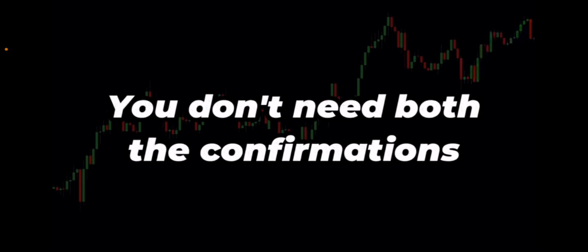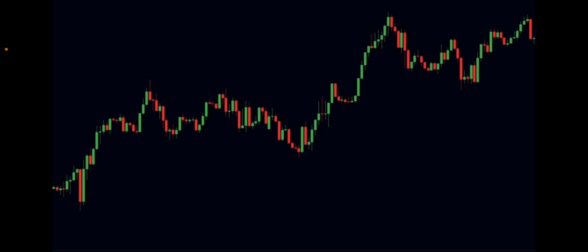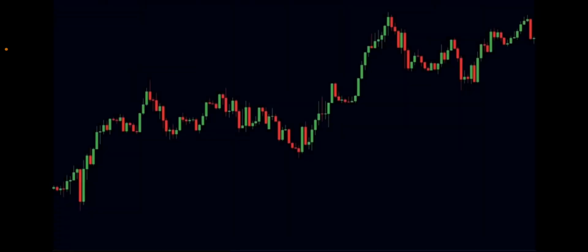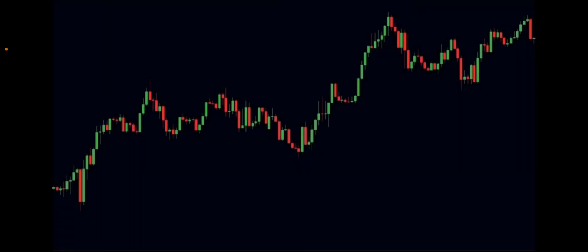An important point to note here is that you don't need both the confirmations to validate a setup. You can make use of any one confirmation. But when you get both confirmations on the same setup, then that becomes a high probability setup. On such setups, I tend to increase my position size and I risk more than usual, because I know that the chances of failure on such trades are very less.